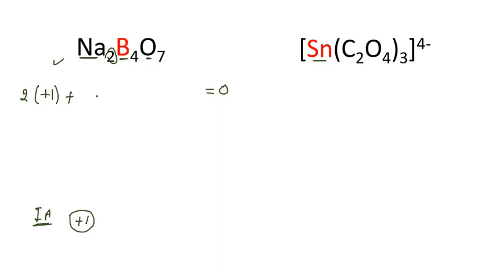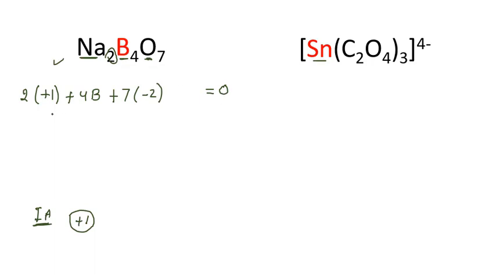Then we have boron, for which we have to calculate the oxidation number. For boron we can mention 4B. Now there are 7 oxygen, so we put 7 and a bracket. The charge of oxygen is -2. It is also taken as an oxidation number. In oxides, oxygen always shows -2 charge, and that is taken as the oxidation number.